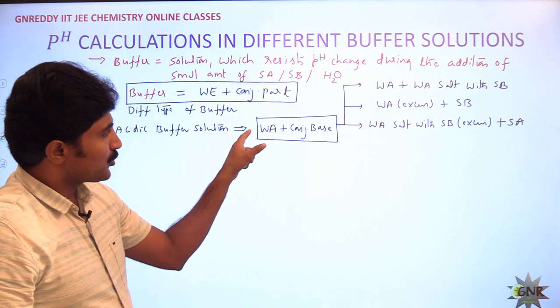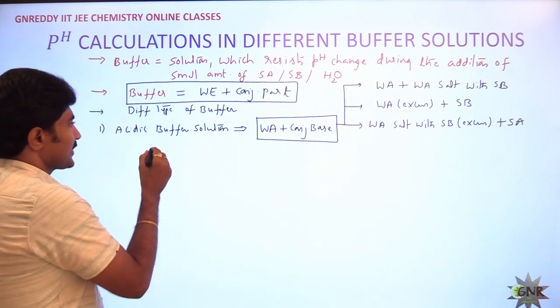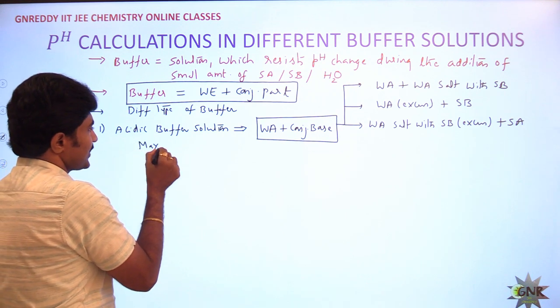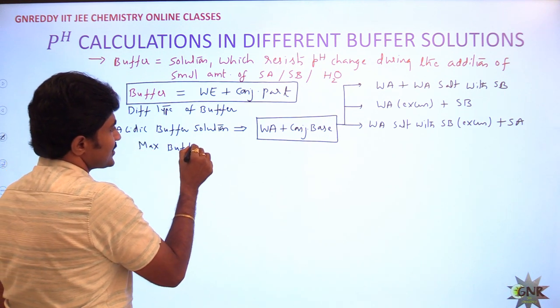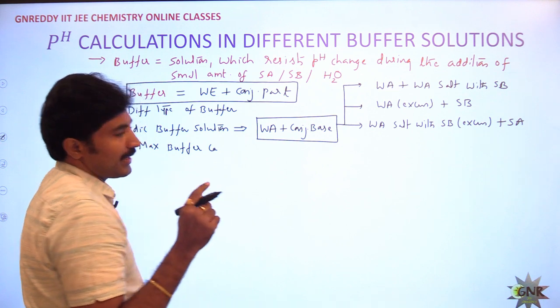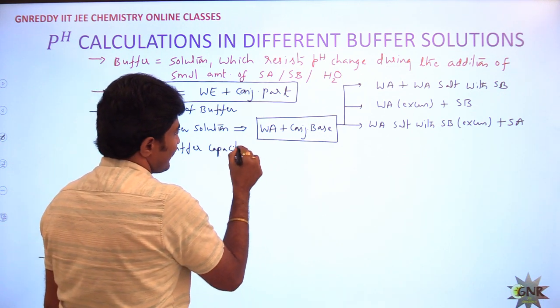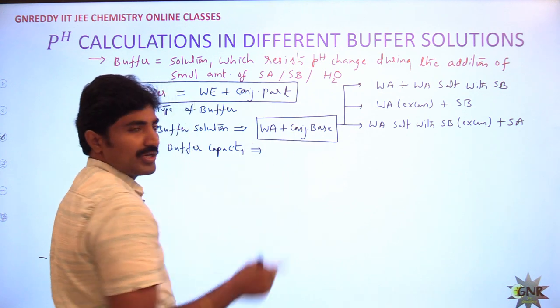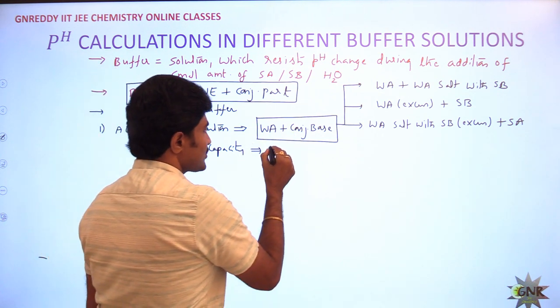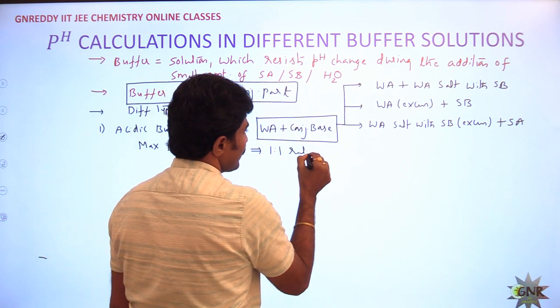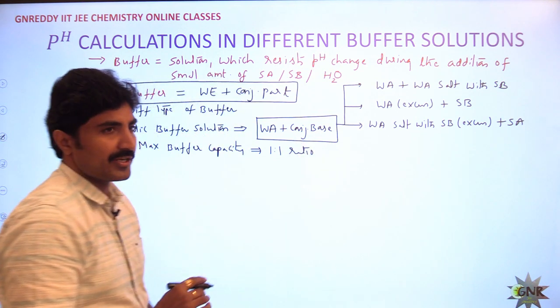Okay, to get the maximum buffer capacity, means to act as a good buffer, what is the condition for acidic buffer solution? These must be in 1:1 ratio. 1:1 ratio gives maximum buffer capacity.